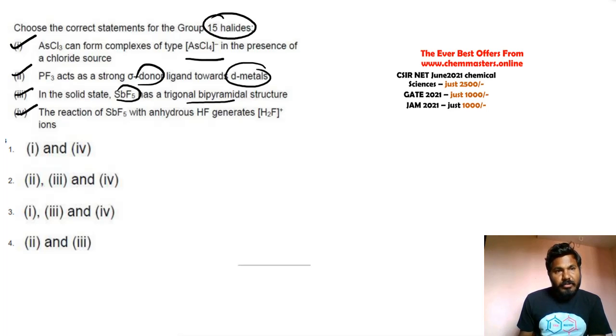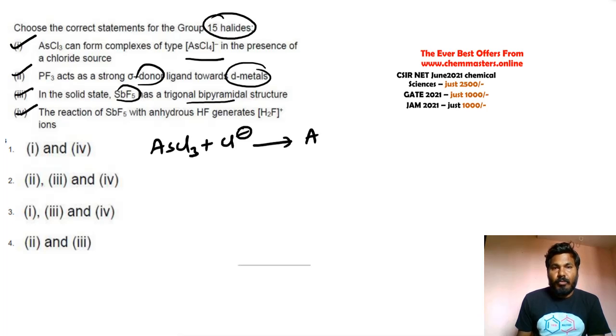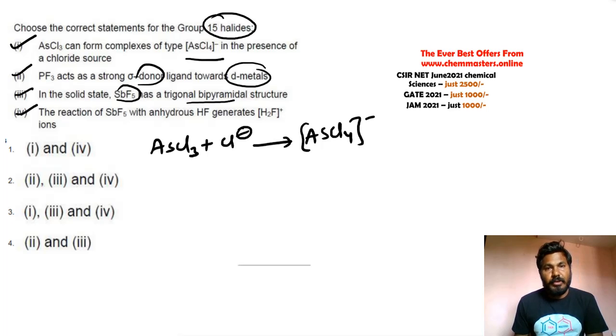Now just check the first statement. Arsenic trichloride, whenever it reacts with Cl minus, produces the anionic complex arsenic tetrachloride. This is the correct statement, and here we need to apply the basic concepts to find whether it is going to give the correct complex or not. To do that, just check arsenic here.